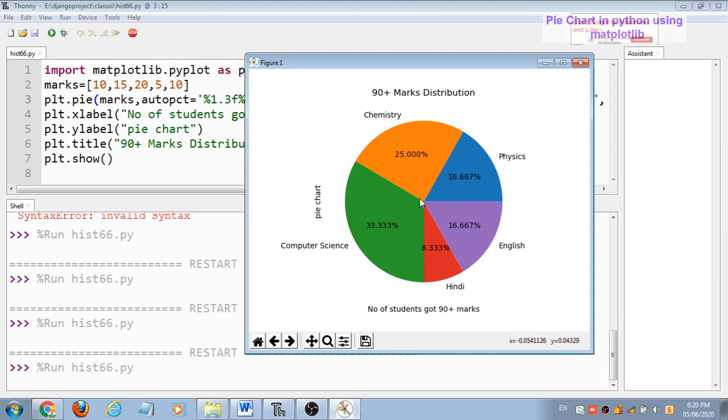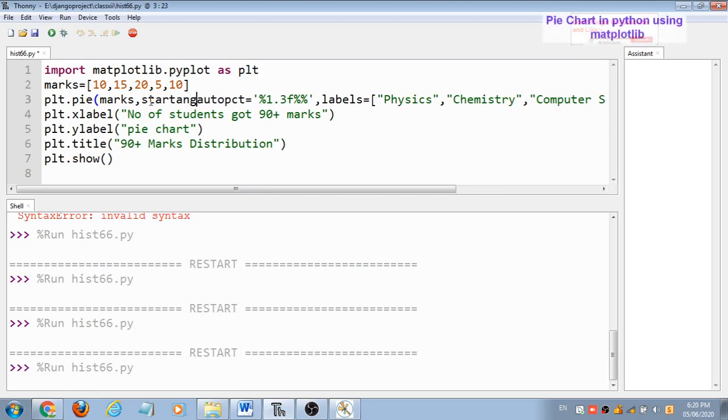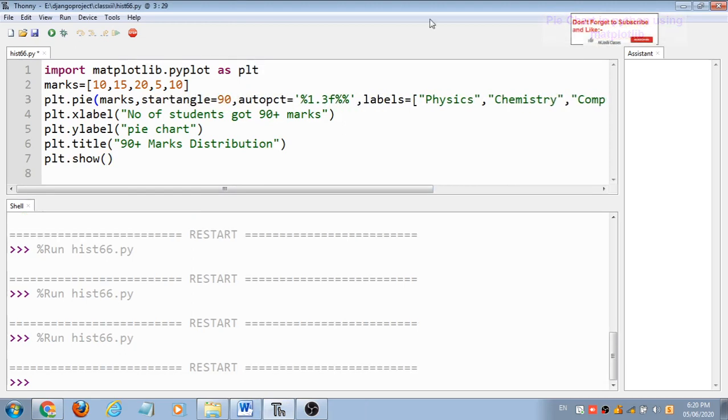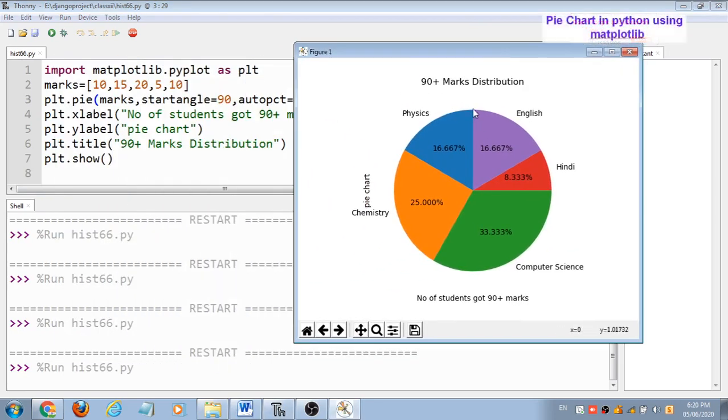Suppose you want the chart to be drawn from this point, then we have to give the start angle equal to 90 degrees. So you can use startangle equal to 90. Then the graph will start drawing from here. You can see this is 0 degree.